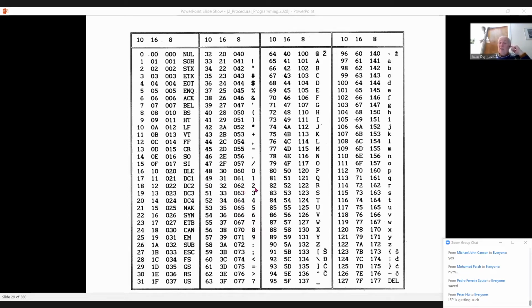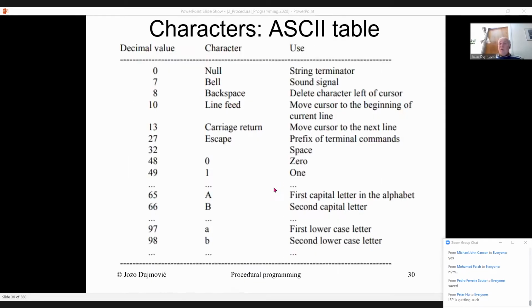One interesting thing is that even numbers have even codes. For example, digit 2 is given as an even code. So you can test the code and know whether the digit is even or odd. In the case of uppercase and lowercase, the uppercase is obtained by taking lowercase and subtracting 32, because you have 32 numbers in this table. So it is important to know this table and how to learn this table.